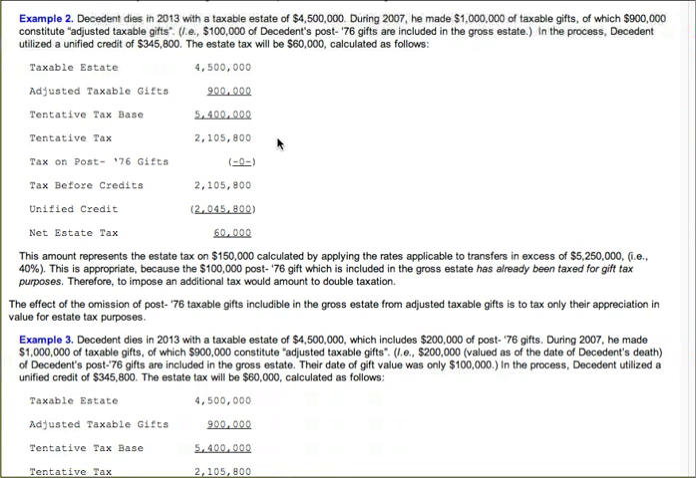So if you take $5,400,000, subtract out $1 million, times 40%, add $345,800, you arrive at $2,105,800. To arrive at the $2,045,800 unified credit, your calculations are similar in that you're going to take $5,250,000, subtract the $1 million, multiply it times 40%, and add the $345,800 base to arrive at a unified credit of this amount, $2,045,800. You subtract that from the tax before credits, and you get $60,000 net estate tax.